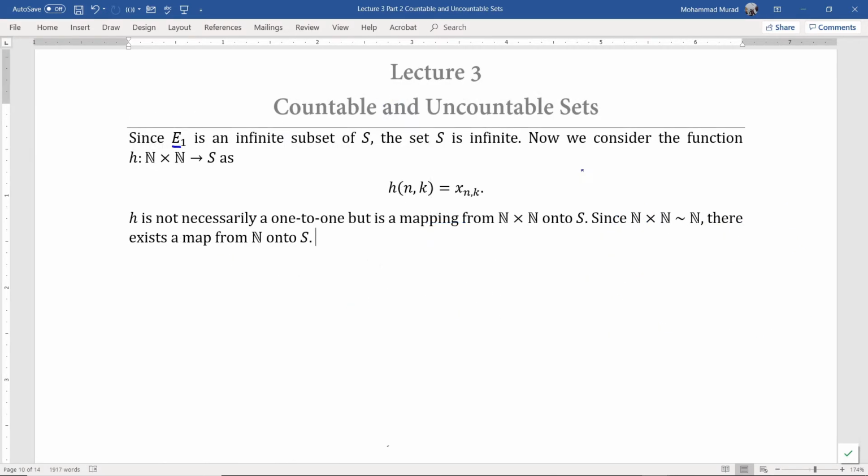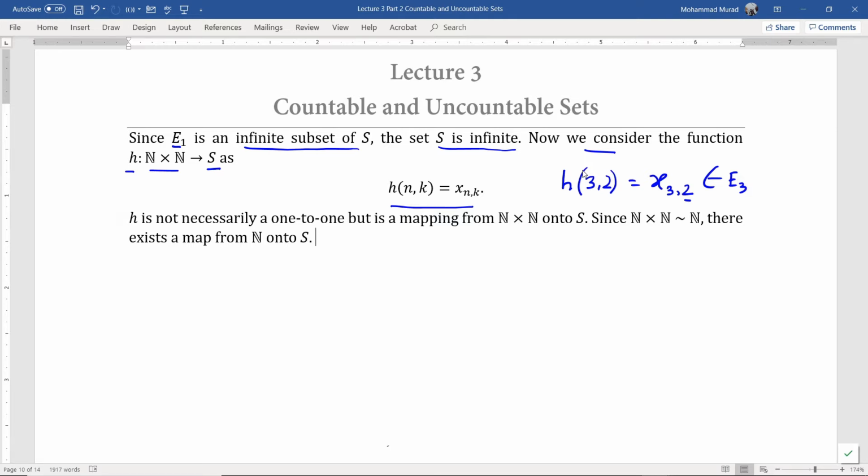Since E sub 1 is an infinite subset of S, the set S is infinite, since S is the countable union of these sets. Now we consider the function h from n cross n into the set S defined by the following relation. For example, h of 3 comma 2 equals the element x sub 3 comma 2. Namely, this is the element in the set E3, which is the second element in the enumeration of the set E3.